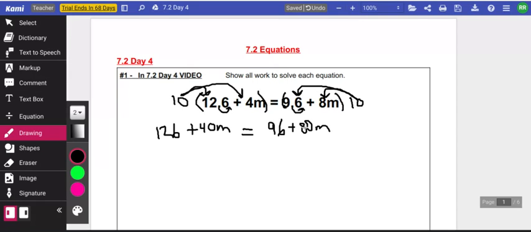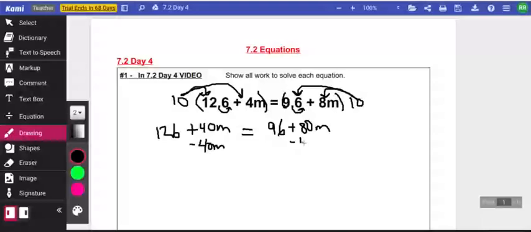I've already eliminated parentheses, and so now step 2, I look for like terms. I look left, no like terms. I look right, no like terms. Step 3, get the variable on one side. Let's get the m terms on the right side so that my m term is positive. So to undo addition, I use subtraction. I'm going to subtract 40m from both sides so that those 40m's cancel.